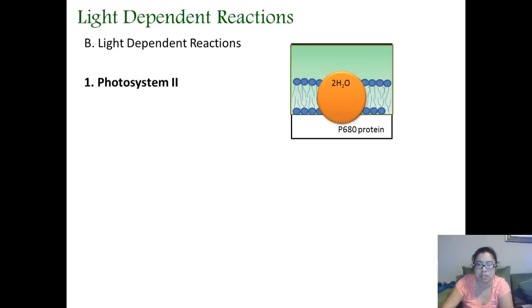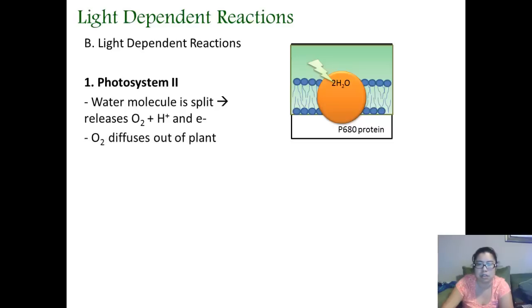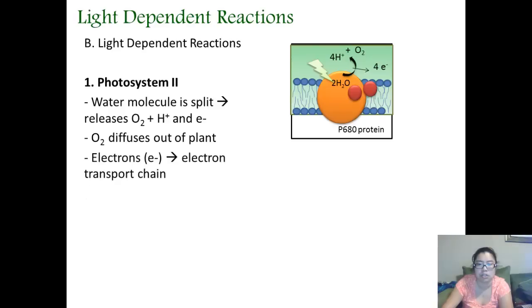Here, you have two molecules of water that are split with the energy of the sun. When it's split, eventually oxygen will diffuse out of the plant as the byproduct. So two molecules of water combined with the energy will produce oxygen and four protons. The four hydrogen ions will help create a proton gradient later on in the fourth step of the light-dependent reaction. Also, splitting the molecule creates four electrons, and they will travel along carrier proteins, represented by spheres. The electrons go along the electron transport chain, which takes us to the second step.